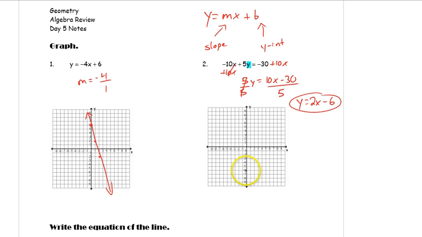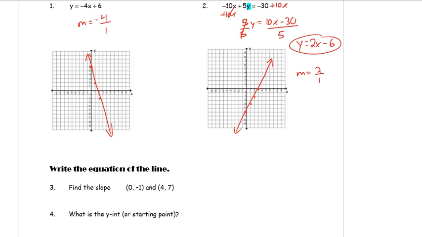So -6 on the y-axis. And then our slope is 2 or 2 over 1. So we're going to go up 2 over 1, up 2 over 1, making sure this time that you have a positive slope. Okay, so not too bad for either of those. Maybe you even were able to do them without this video.